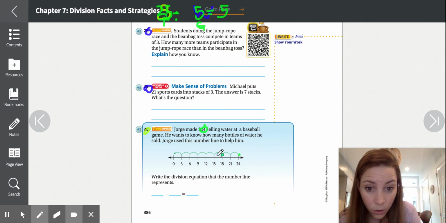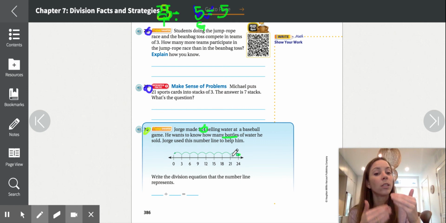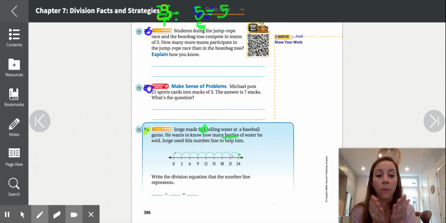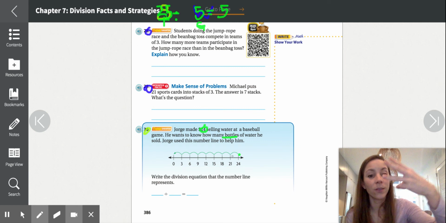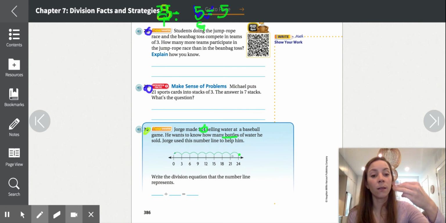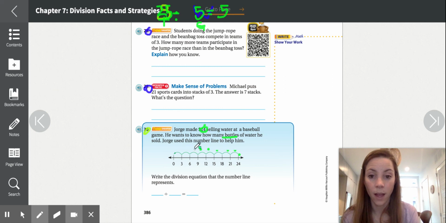Every time there's 3s. Now I also need to figure out how many times I did that, because that would be how many water bottles he sold, okay? Because each time, how much did he sell the bottle for? How much did he get paid each time? $3 for this bottle, $3 for this bottle, $3 for this bottle. So the 3s are like how much the water bottles cost. But I want to know how many times he sold a water bottle. So 1, 2, 3, 4, 5, 6, 7, 8.